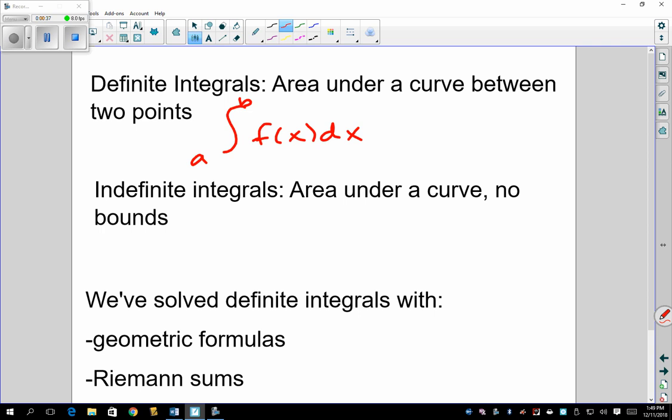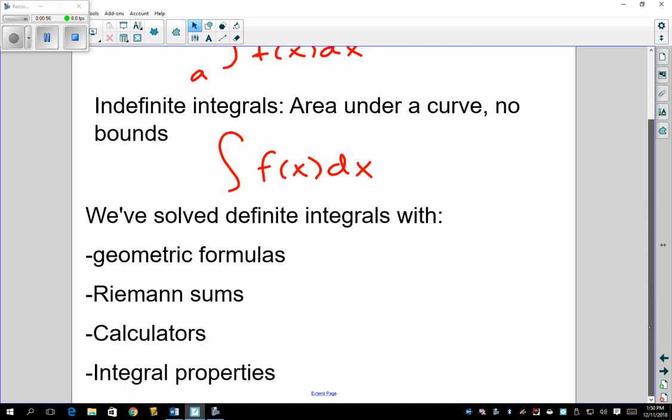For an indefinite integral, that's where we don't really have a bound, but we're just trying to possibly see what the area under this curve is. So we generally write this with no bounds, just the integral of f of x dx.